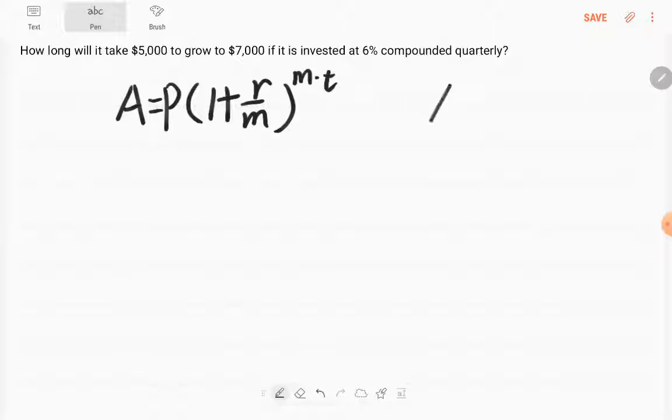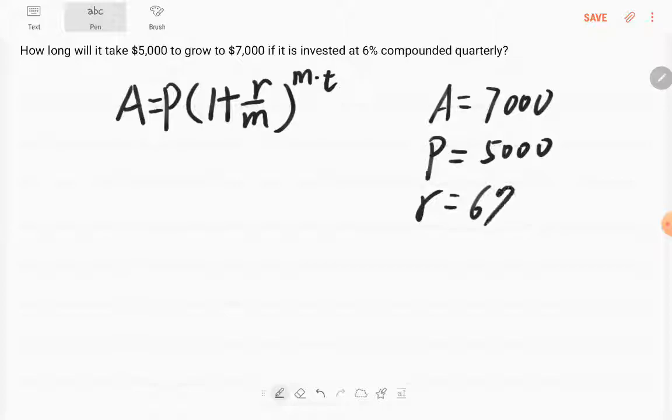Now our A is the future money, which is 7,000. P is the current money, which is 5,000. R equals the 6%, so the decimal would be 0.06. And M, because it's compounded quarterly, equals 4. So we want to calculate this T.